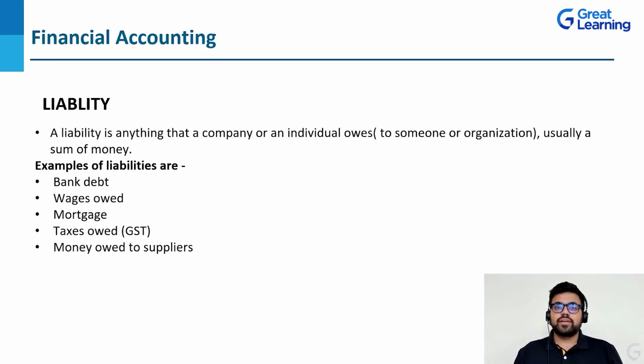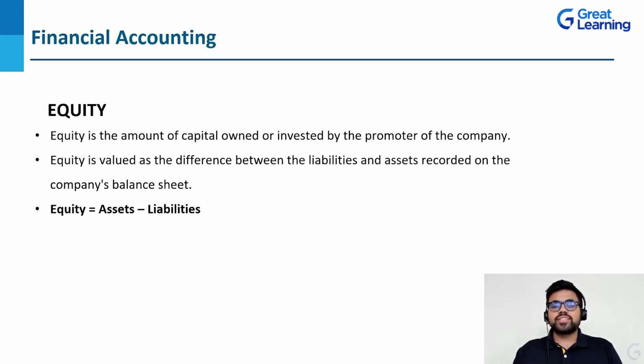Next is liability. Liabilities are basically of two types. Short term liability would include short term debts. Long term liability would include long term mortgages, long term bank loans, etc. Next comes equity. Equity is the amount of capital that is owned by the promoter of the company. It tells us about the ownership of a company or a business entity.